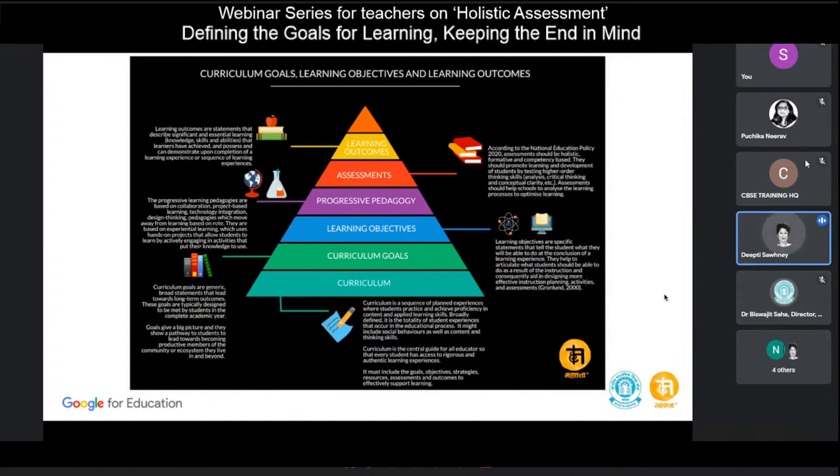Once you have decided your learning objectives, you have to ensure that for those objectives, you have strategies which are progressive. The children are engaged. The children are talking to each other. The children are creating their own learning. They are constructing their own learning. Those are the progressive pedagogies that we will be talking about in the course of these 4 webinars as well.